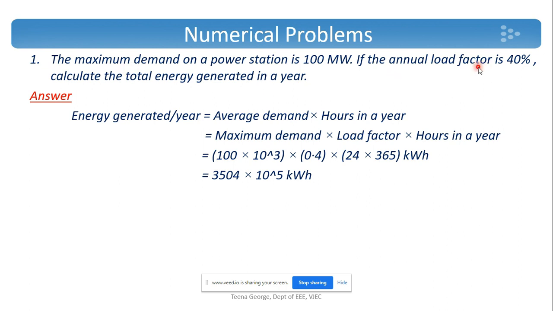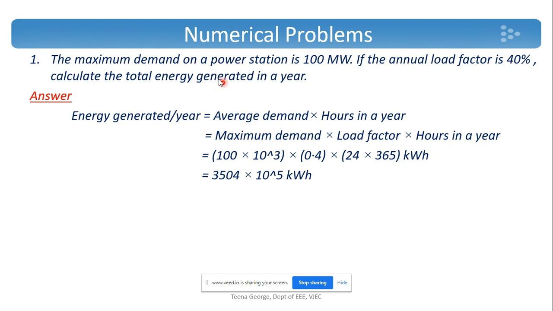We know that load factor is average demand by maximum demand. And energy generated is average demand into hours in a year, or average demand is energy generated per year by hours in a year. So, energy generated per year is average demand into hours in a year. And average demand is maximum demand into load factor. From the load factor equation, average demand equals maximum demand into load factor, so energy generated is maximum demand into load factor into hours in a year.